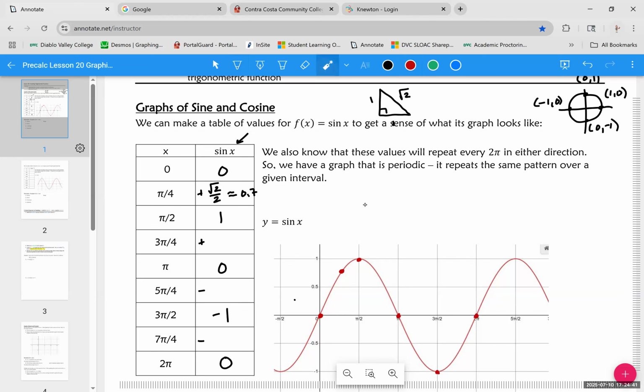And now I'm just going to fill in these values with either the positive or the negative, the same sign, right? Because this sign will be the same with all of the reference angles being pi over 4. It's just going to be positive or negative depending on its final quadrant.